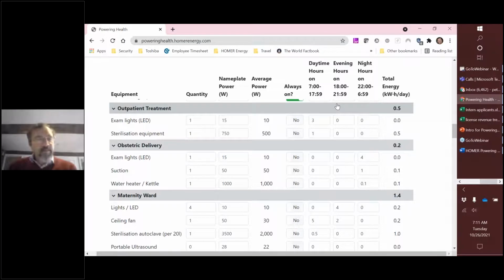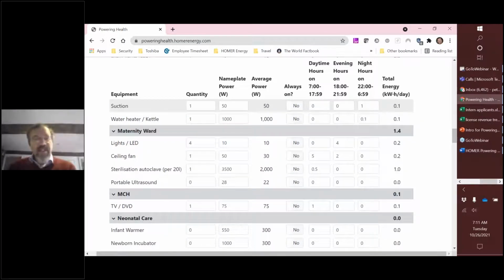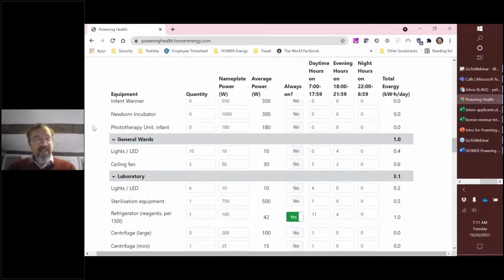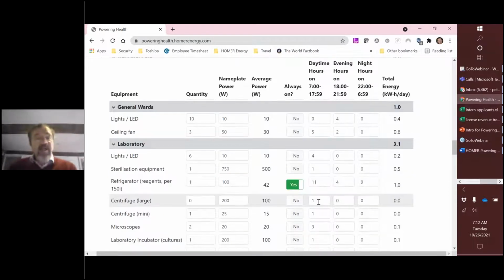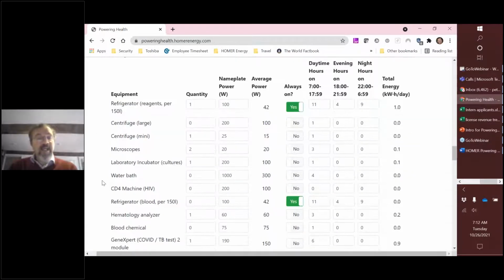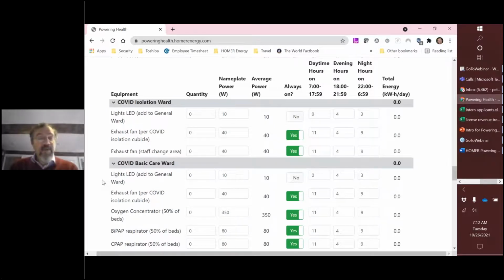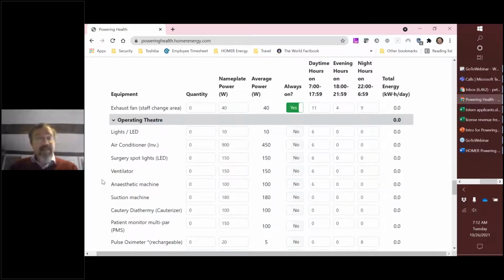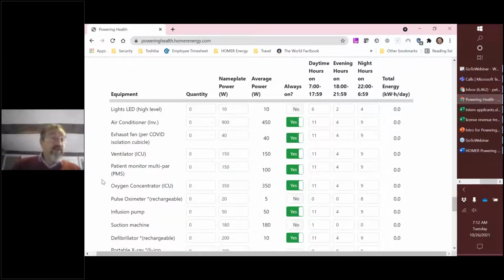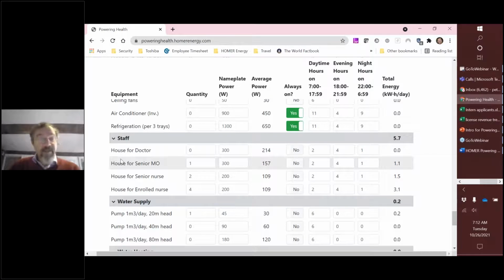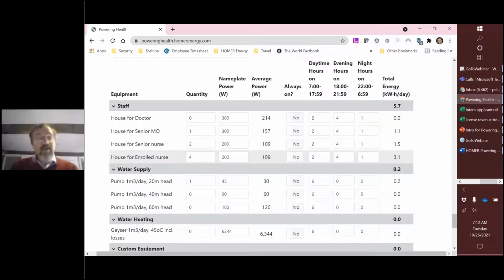So you can see there's quite a long list of things here. Things like refrigerators probably run all the time. And I'm not going to show all of this stuff. I'm just going to scroll slowly through it, just to give you an idea. It also includes things like energy for the staff, for housing. Water pumping is a super important load, of course.